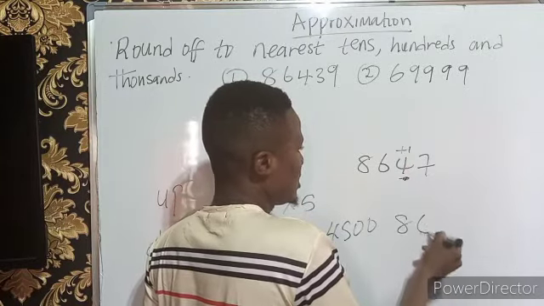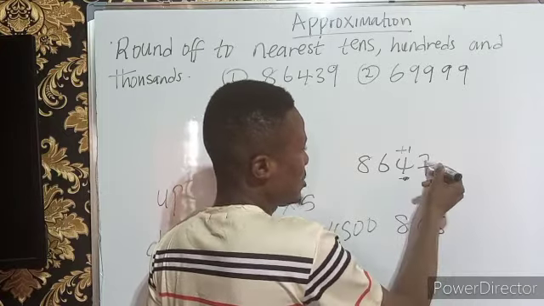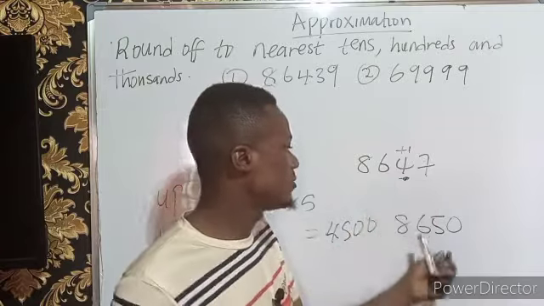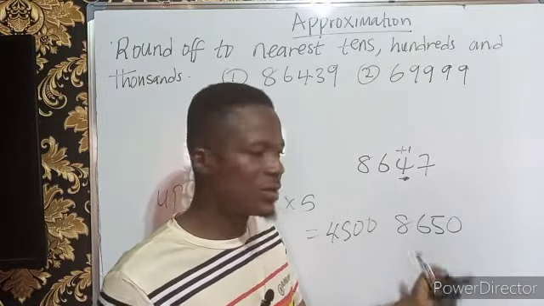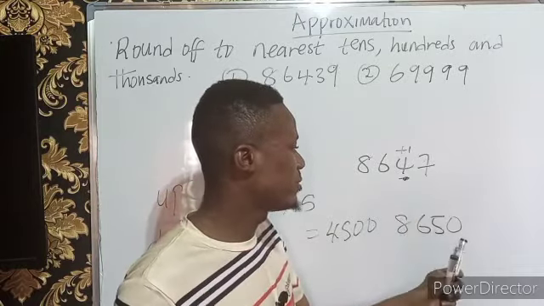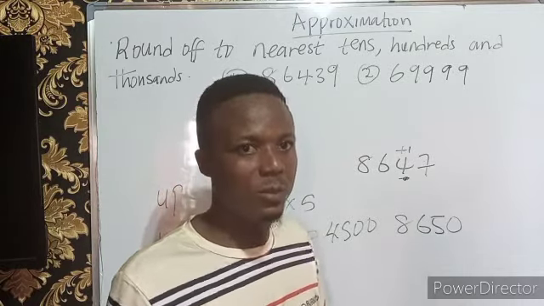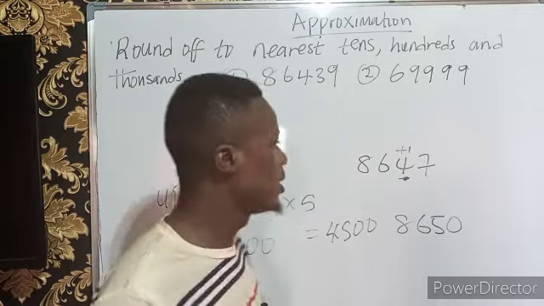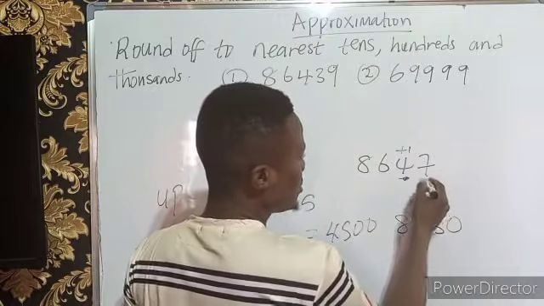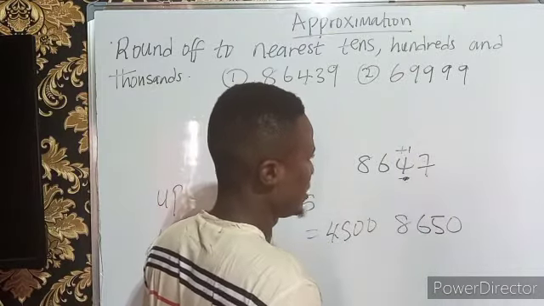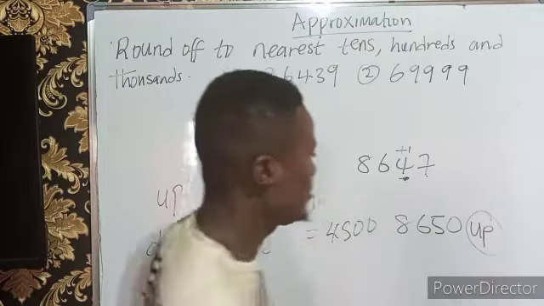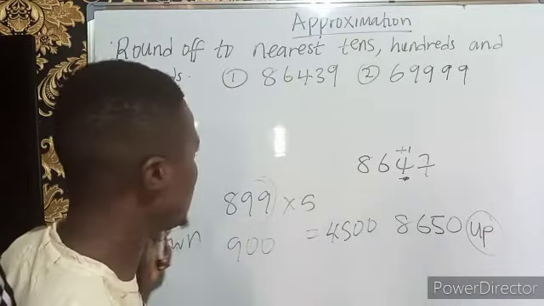Once this happens, it means you are going to add 1 to your target, so that we'll be having 865. Then this number turns to 0. You can see that I have approximated 8,647 to 8,650 by adding 1 to this particular number and turning 7 into 0. You see how possible this can be. Okay, now this is only possible if the number next to your target is up to 5 or more than 5. So in this case, we call it rounding up. So the one that involves addition of 1 is rounding up.